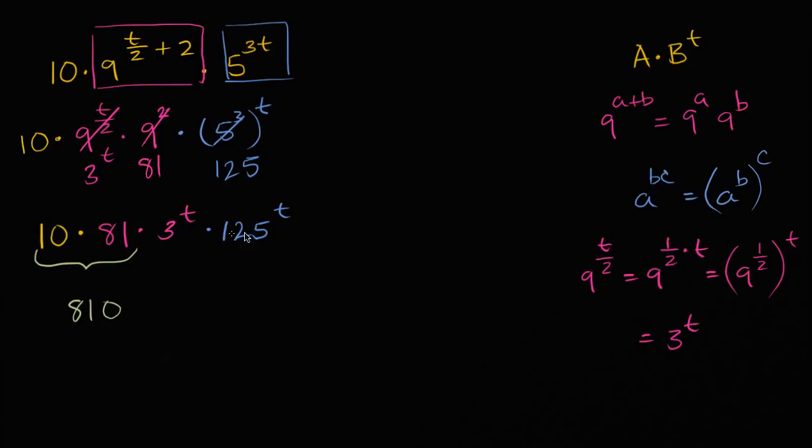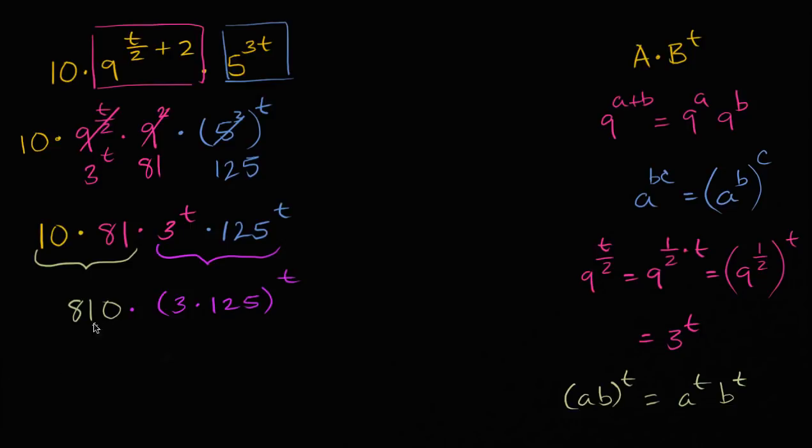And then what's 3 to the t times 125 to the t? Well, this is another exponent property at play here. Because if I have a times b to the t power, that's a to the t times b to the t. Or another way to think about it, if I have a to the t times b to the t, that's the same thing as a times b to the t power. And so over here I have 3 to the t times 125 to the t. So it's going to be the same thing as 3 times 125 to the t power. So this part of it, right over here, I could rewrite as 3 times 125, and I'm going to raise that whole thing to the t power.